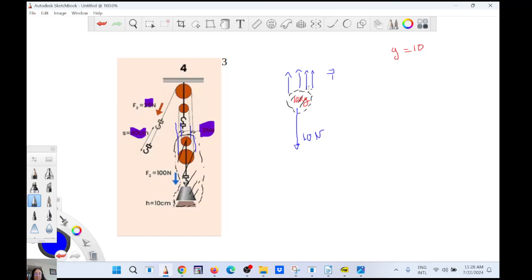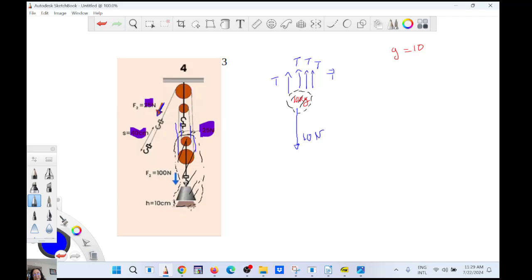1, 2, 3, 4. And what else do you see? That it's the same string. Okay, you don't have different strings. It's the same string. And if the string does not have mass, and if the string cannot be stretched, the rule is that the force is the same all along the string. So that's going to be a T, that will be the same T, that will be the same T, and that will be the same T. And that same T here will be the same as this one.